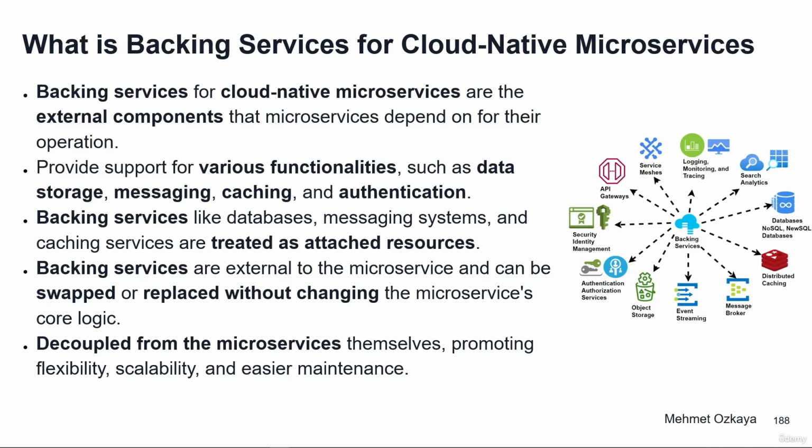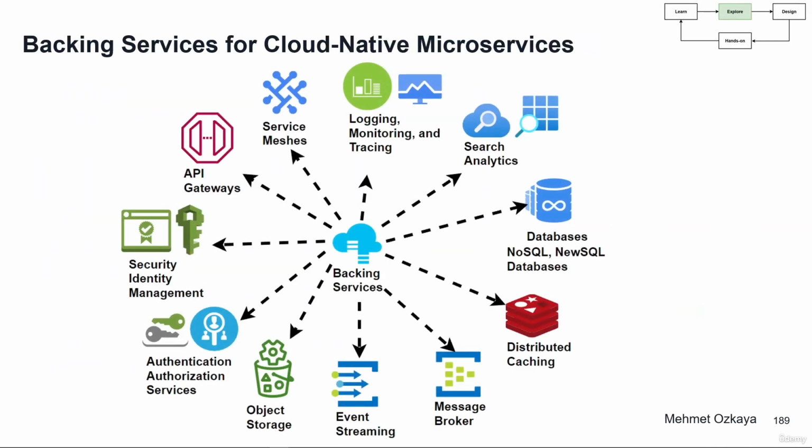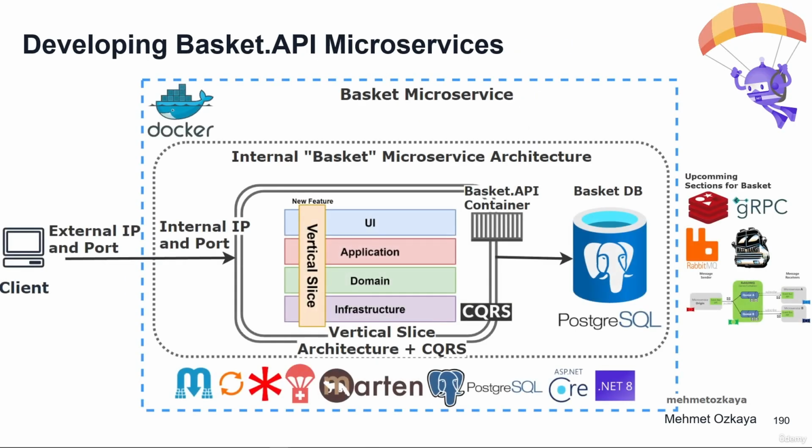Here you can see the illustration showing the various backing services in the cloud-native setup: the databases, distributed caches, message brokers, and so on. In our scenario, Basket Microservices interacts with the PostgreSQL database and the Redis distributed cache. So for this section, we will focus on PostgreSQL database operations similar to catalog microservices, but in the next section, we will focus on adding cache capabilities into Basket Microservices.